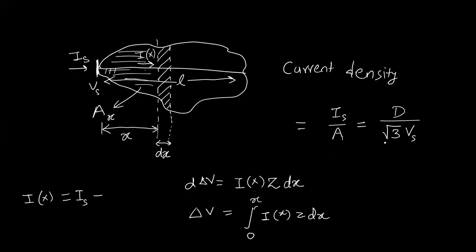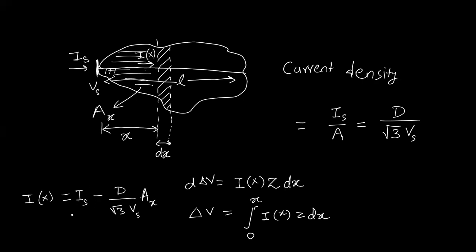That can be calculated by using the definition of current density. This current density defines ampere per kilometer square. So if we multiply this current density by this area Ax, that gives the current served. That is basically D by root 3 Vs, which gives the current density in ampere per kilometer square. Multiplied by Ax, that gives the current served in the area. And using that definition, we can calculate Ix.